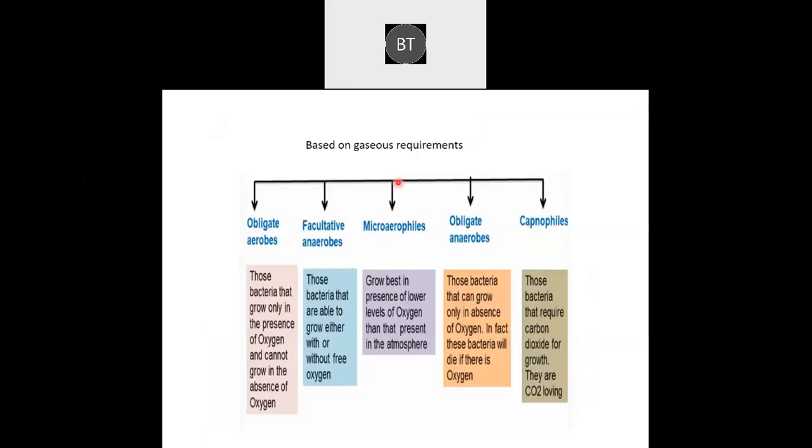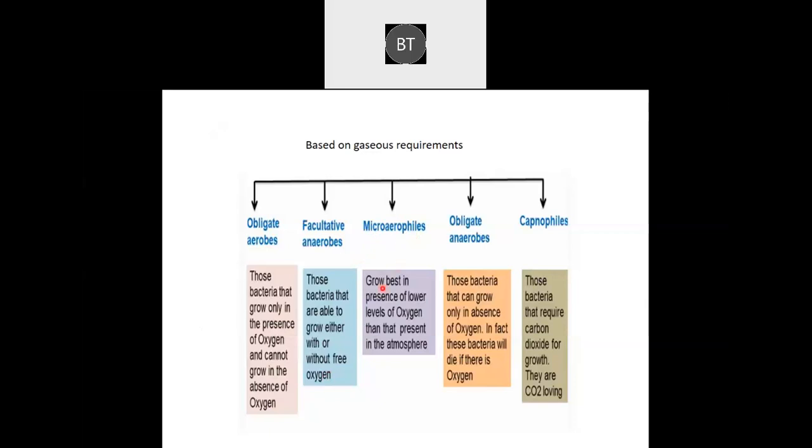Again, based on their gaseous requirements, the bacteria are classified as obligate aerobes, those bacteria that grow only in the presence of oxygen and cannot grow in the absence of oxygen. Facultative anaerobes are those bacteria that are able to grow either with or without free oxygen. That is, we can say that even in the presence or even in the absence of oxygen, these bacteria can survive.